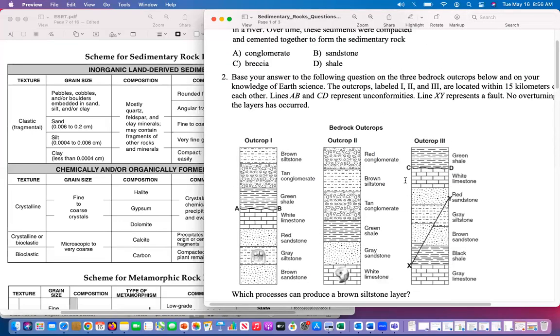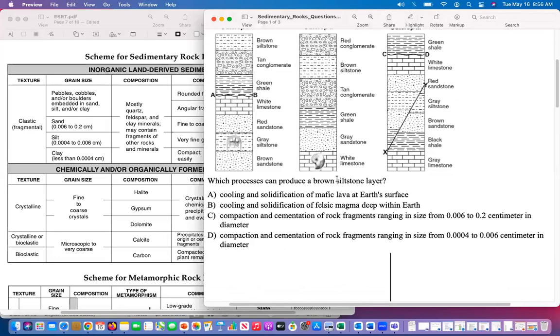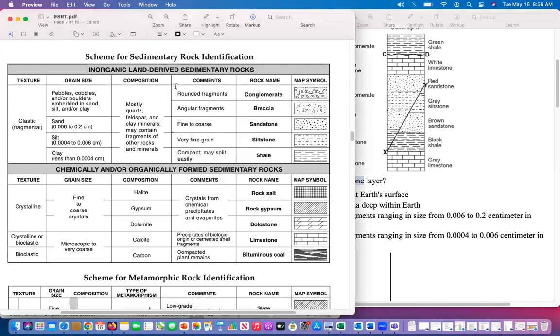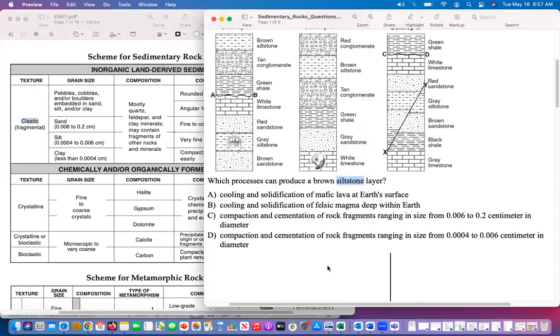So they told us that these are rock layers. And when I see a siltstone, I have to look to find out, wait, siltstone is what type of rock? When I'm looking, siltstone is under sedimentary rocks. We see right here, siltstone, sedimentary rocks. So siltstone is a sedimentary rock and it's a clastic rock. That means that it goes through compaction and cementation.